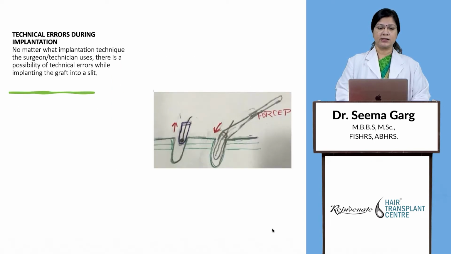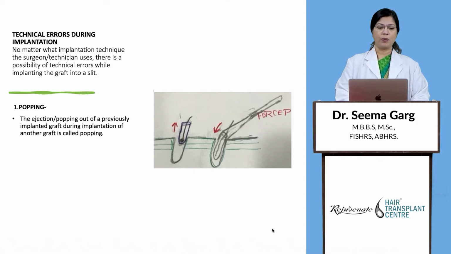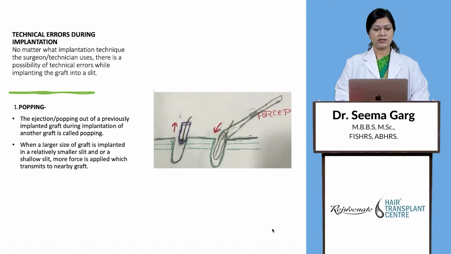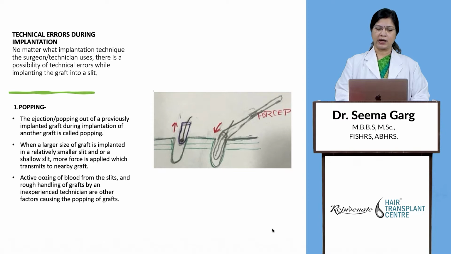Now the technical errors. No matter what implantation technique surgeon or technician uses, there is possibility of errors while implanting the graft into the slit. So the first is popping. Popping is the ejection of the previously implanted graft during implantation of another graft. When a larger size of graft is implanted in a relatively smaller slit or a shallow slit, more force is applied, which is transmitted to the nearby graft.